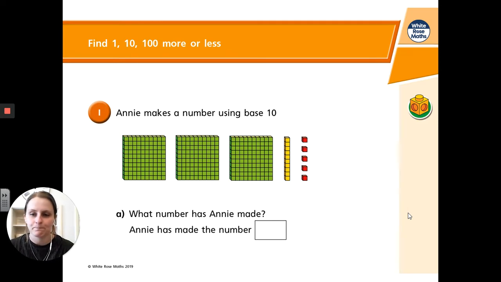really efficiently. Okay, so same as last time, we're going to go through the questions, and at the end I'll show you all the answers so that you can mark your work and see how you've done.